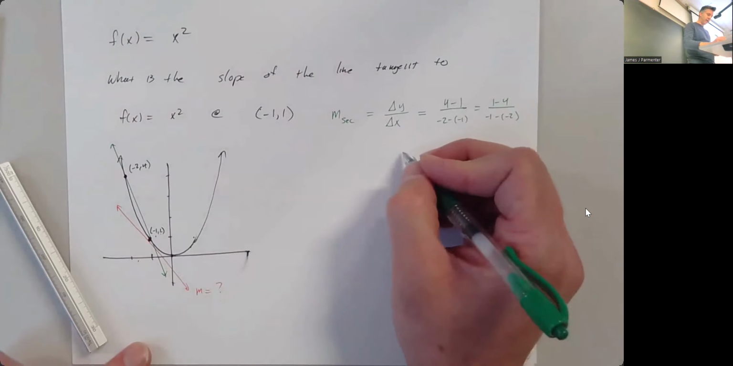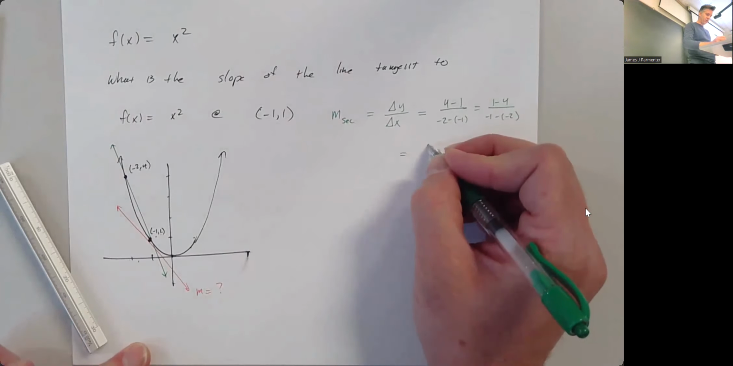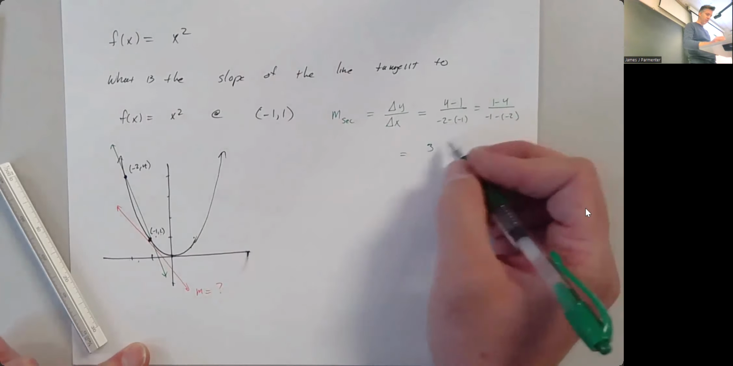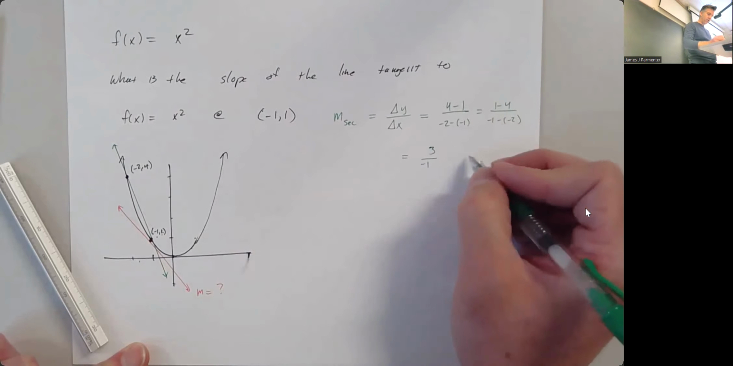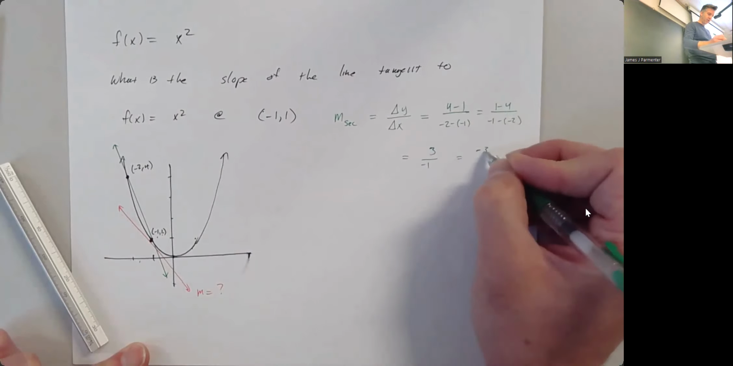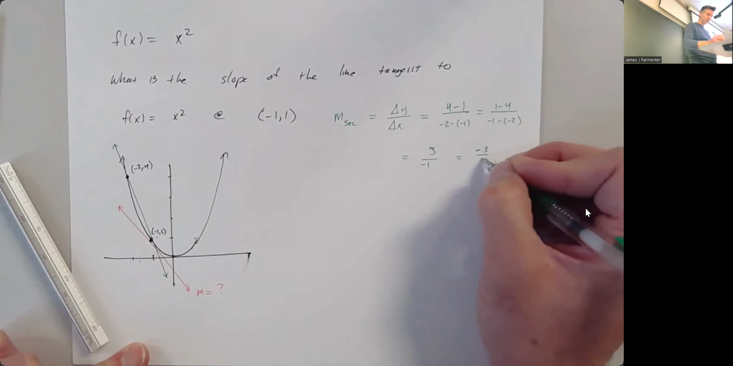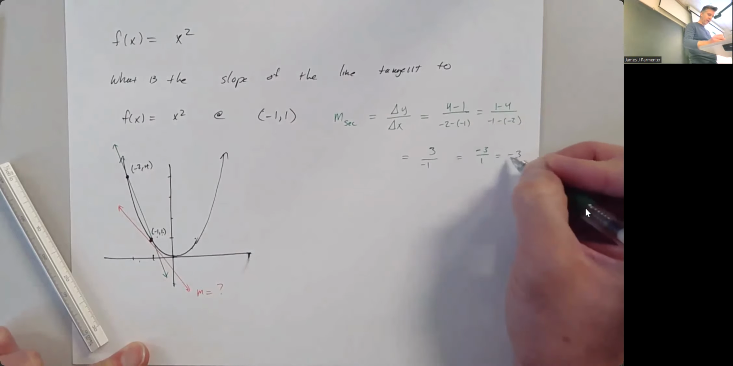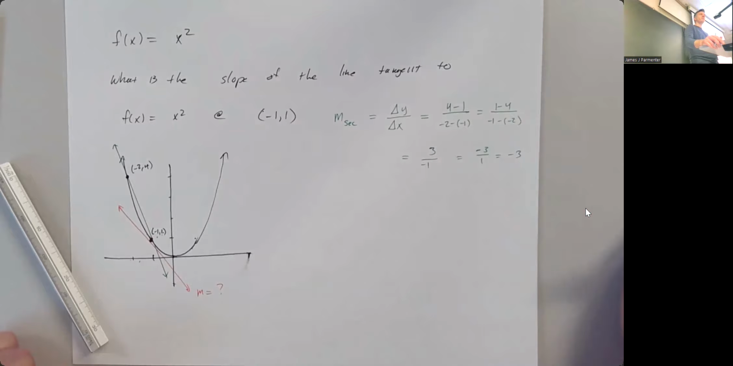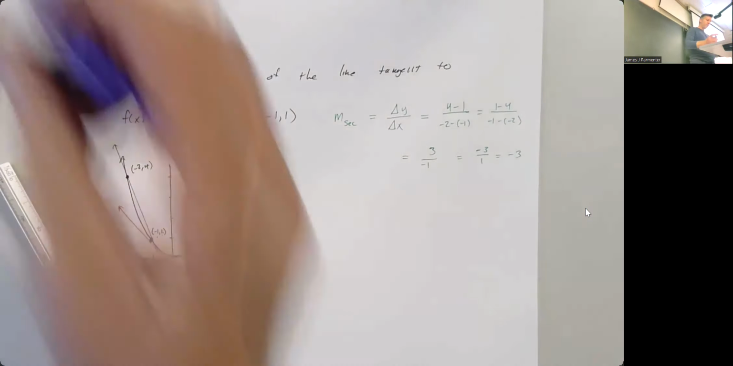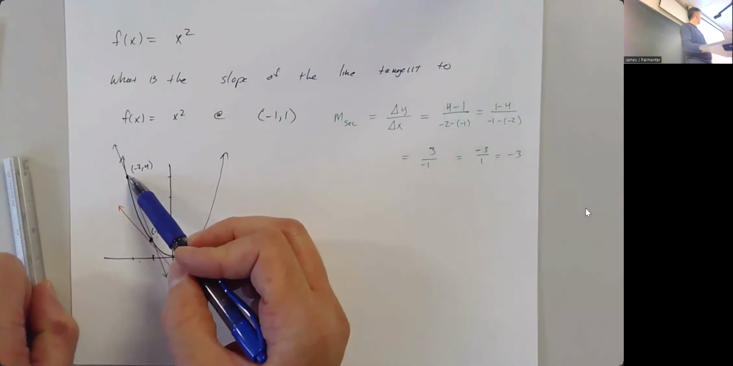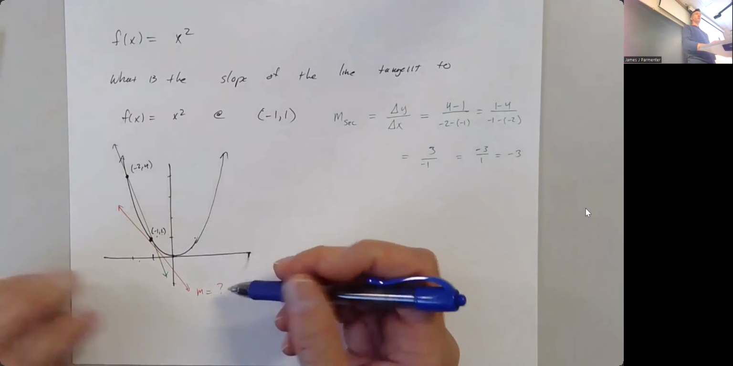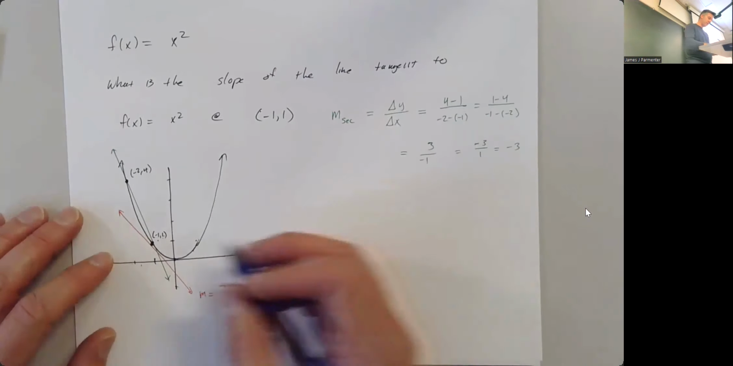In either case, I either get 3 over -2 plus 1, which is -1, or I get -3 over -1 plus 2, which is +1. Either way, you get -3 as your slope for that secant line. So now here's the idea. We're going to move that point closer to the point that we're actually interested in finding the slope of tangency, the slope of the tangent line.